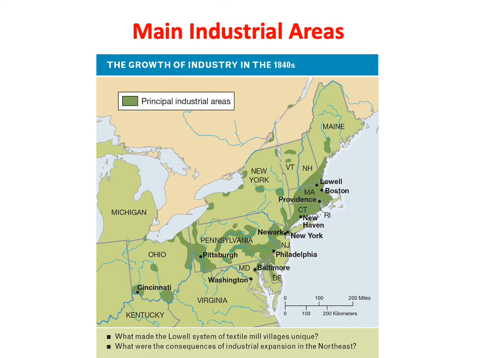This map shows the major industrial areas in the United States. The dark green are such areas, and you can see they're centered in New England, the southern part of New England, largely along rivers with fast streams. And then you can see the New York, Philadelphia area going down to Baltimore and through Pennsylvania.